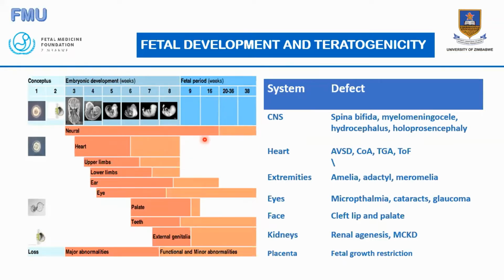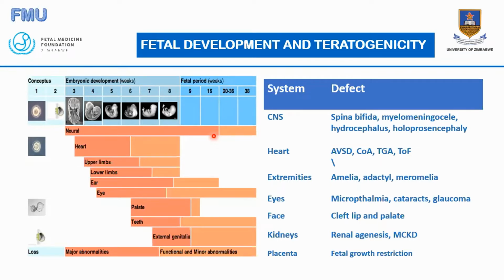When it comes to the brain, it is always vulnerable all the way up to 16 weeks. That means if there is an insult, we are more likely to have a fetal defect at the level of the brain. Then from 20 weeks onwards, what we are going to have are more functional and minor abnormalities due to neuronal migration disorders. This is very important, because neuronal migration disorders are super difficult to diagnose in the second trimester. These are third trimester pathologies.